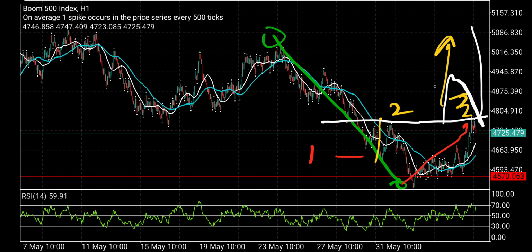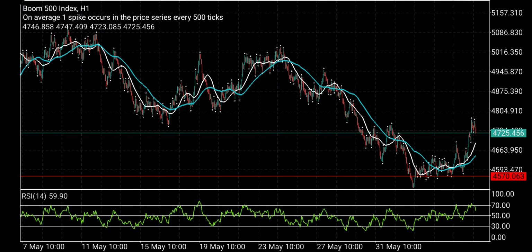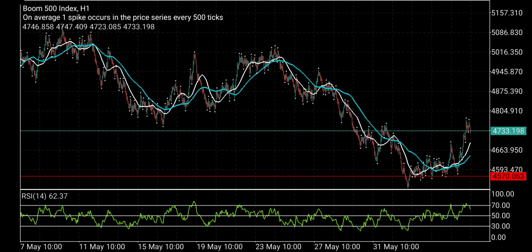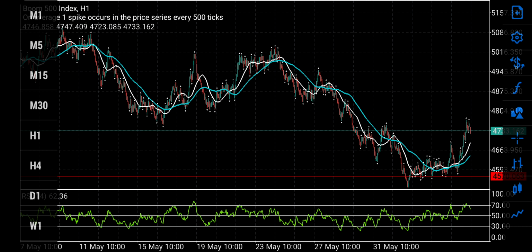So you must be very careful when you are trading this Boom 500 because I lost some money in it in the night. So that's basically that on Boom 500. Let's go to Crash 500, guys.